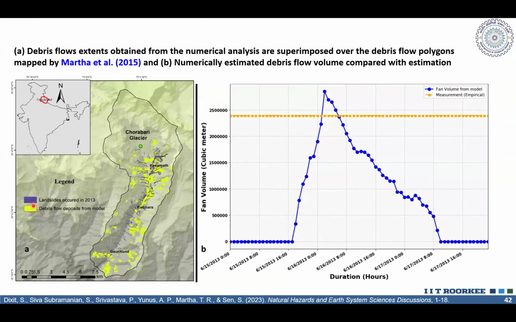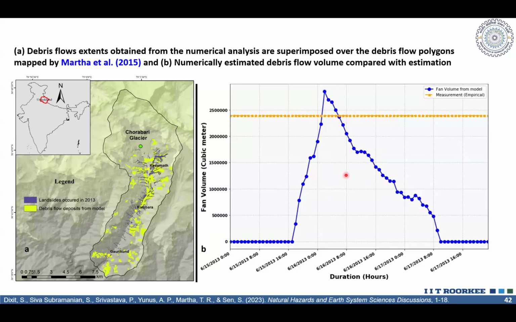As you can see here, these are the actual landslides that happened in 2013. And this is the model performance, the debris flow deposit from the model. Okay, the model has wrongly said that here also there are debris flows, whereas nothing happened. So that is the limitation of the model. But this is the best case calibration we have got for the model, and we compared the fan volume here with the empirically measured fan volume here.